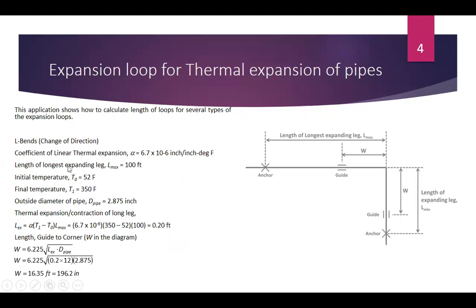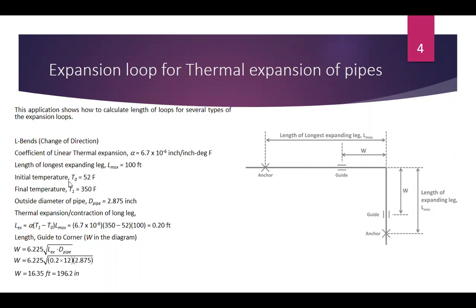Sample to. Sample L bend, change of direction. So, itong mga guide na to, yan ang guide na to ito is sliding, ito anchor is fixed. Diba? So, coefficient of linear thermal expansion for steel is 6.7 times 10 exponent negative 6. Okay, yan. So the length of longest expanding leg, L maximum is 100 feet. So kasi fixed to, so ito yung end niya. So yan mag-expand. So ito yung covered nung sa formula. Diba? Sa formula. So ito guide lang to.